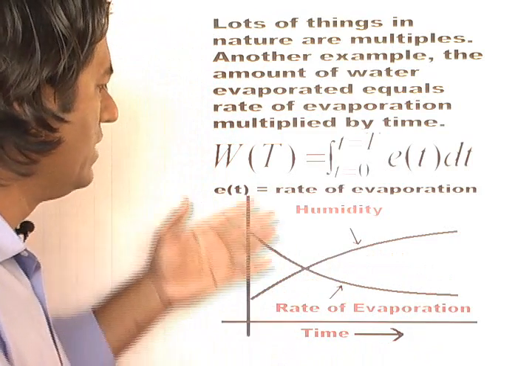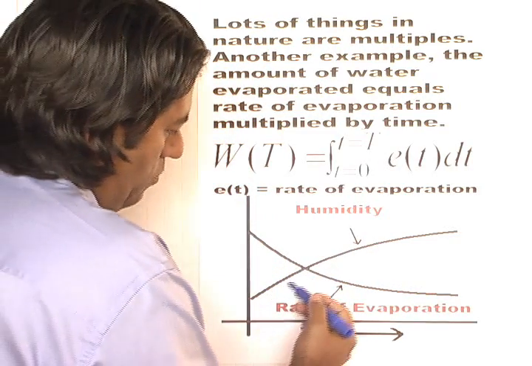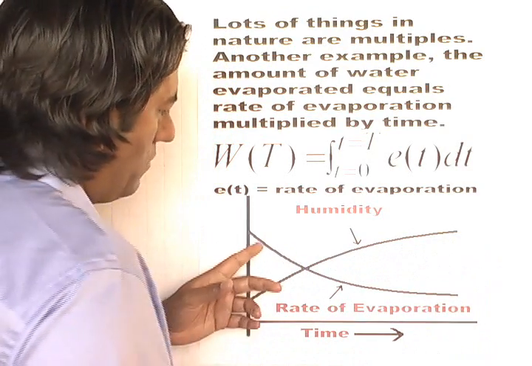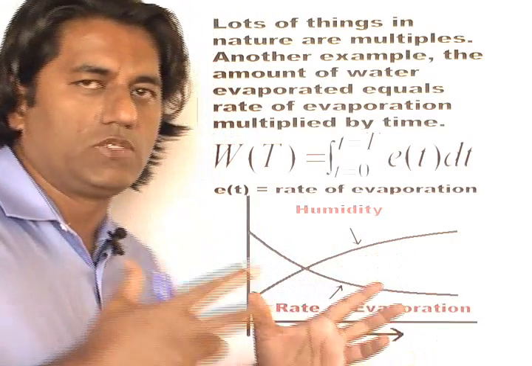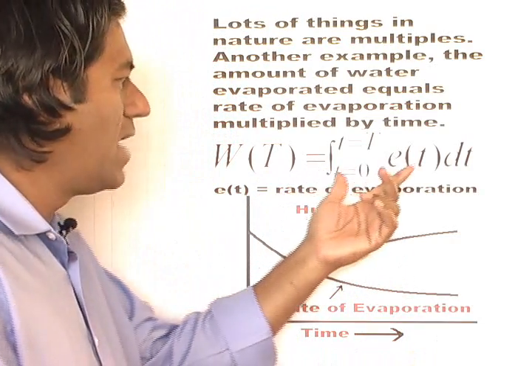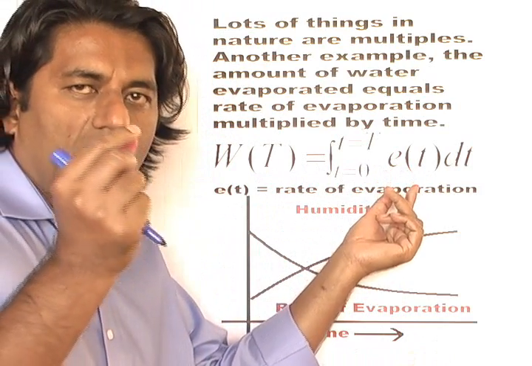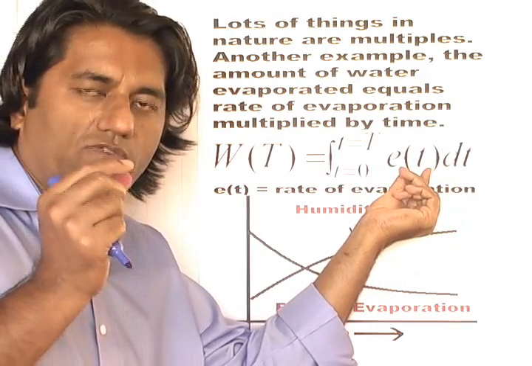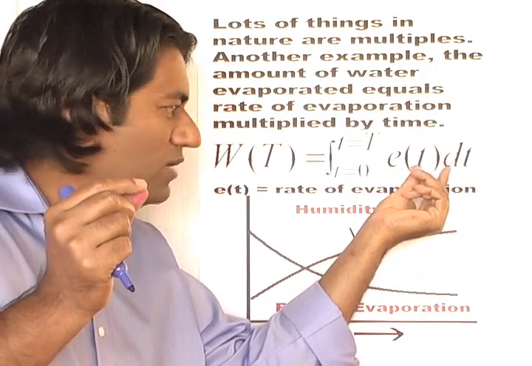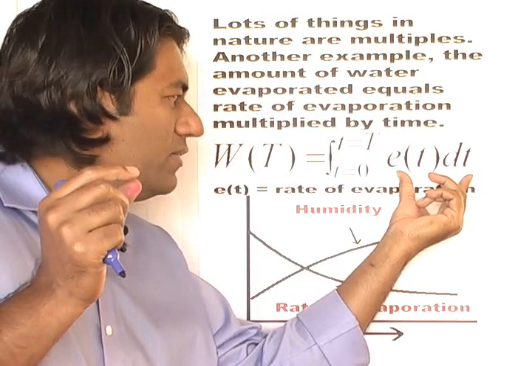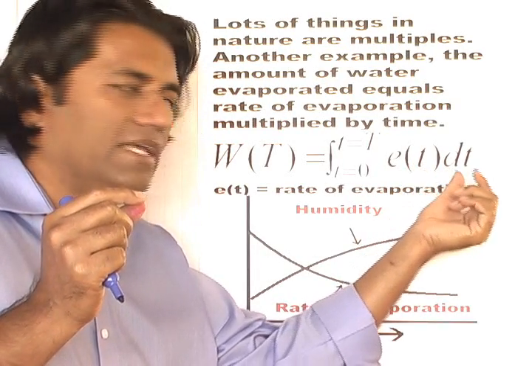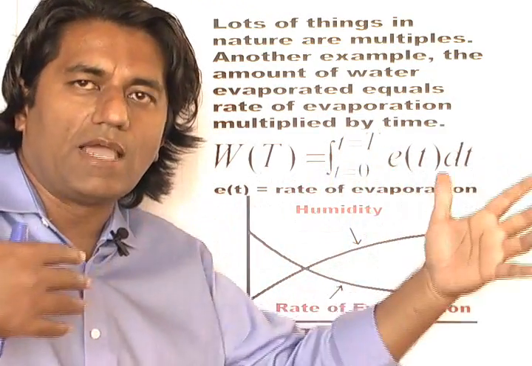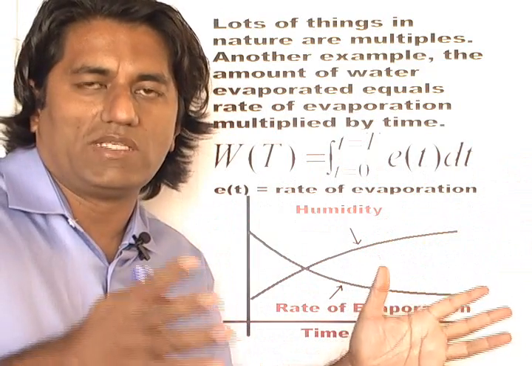So what you're basically seeing is that the humidity is rising with time and the rate of evaporation is falling. To figure out how much water evaporated during this time, you take small intervals of time, dt, when you can assume that the rate of evaporation, e(t), is almost constant. In the small interval of time, the amount of water evaporated would be e(t) times dt, and then you would do an integral, which is a summation over the entire period of time, to get the total amount of water which has evaporated.